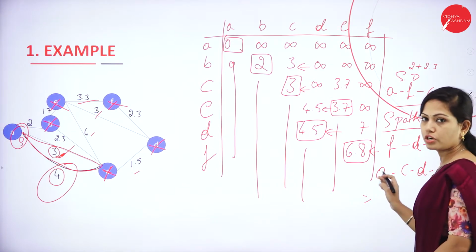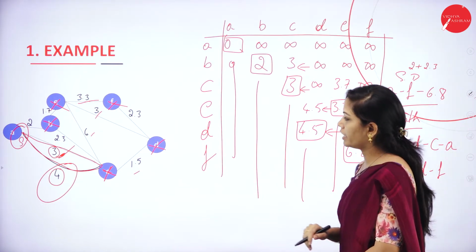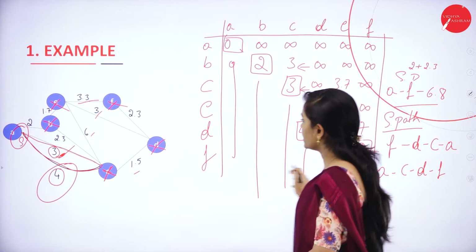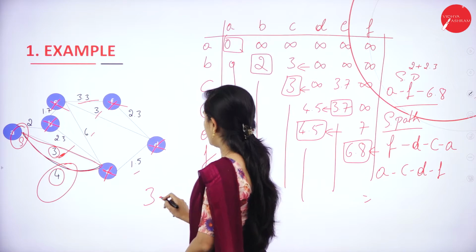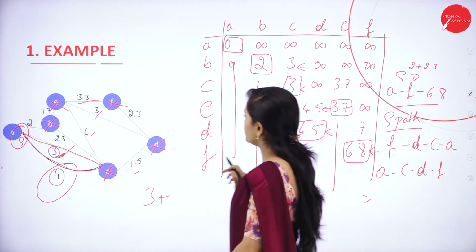So find out the shortest path. A to C, I will verify. A to C is just 3 plus, and C to D.